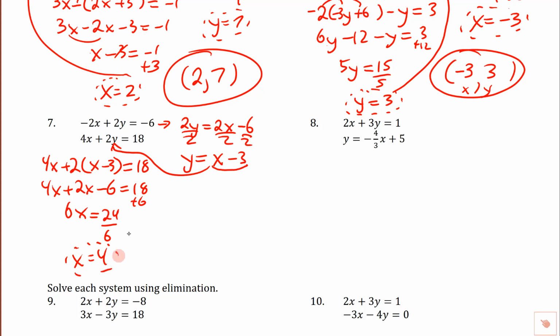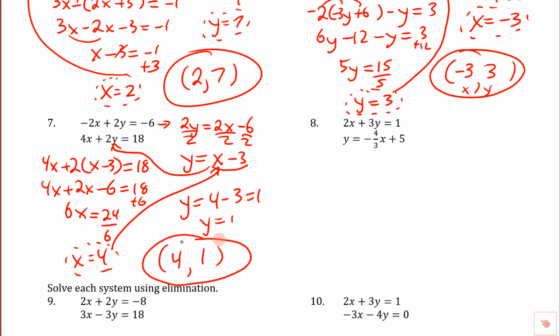Again, we're going to keep track of that. And the best place to plug this in would be right here. So we get y equals, this is going to be 4 minus 3. So that's going to equal 1. So y is equal to 1. Again, ordered pair, always x then y. So we put 4 here. We put the 1 where the y goes. And we're all set there. Okay, let's take a look at the next one.